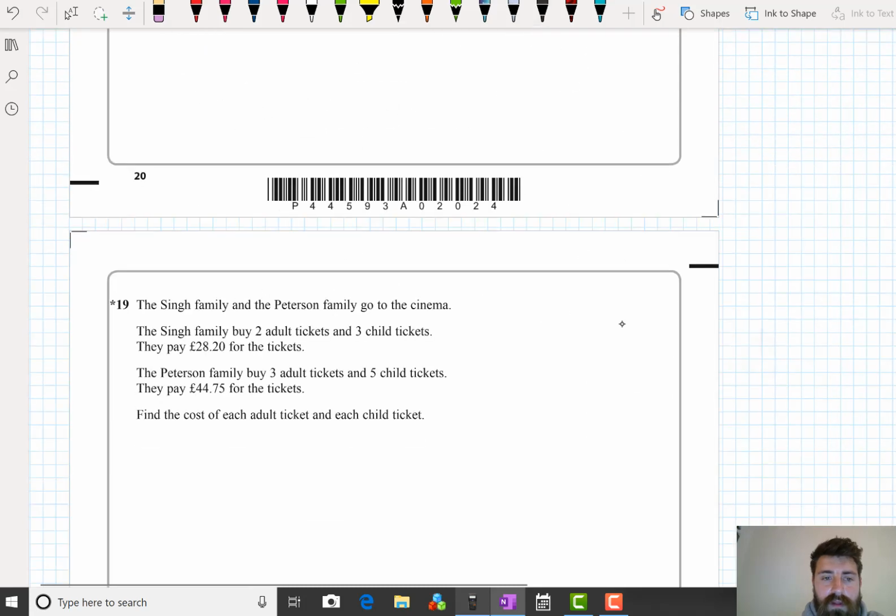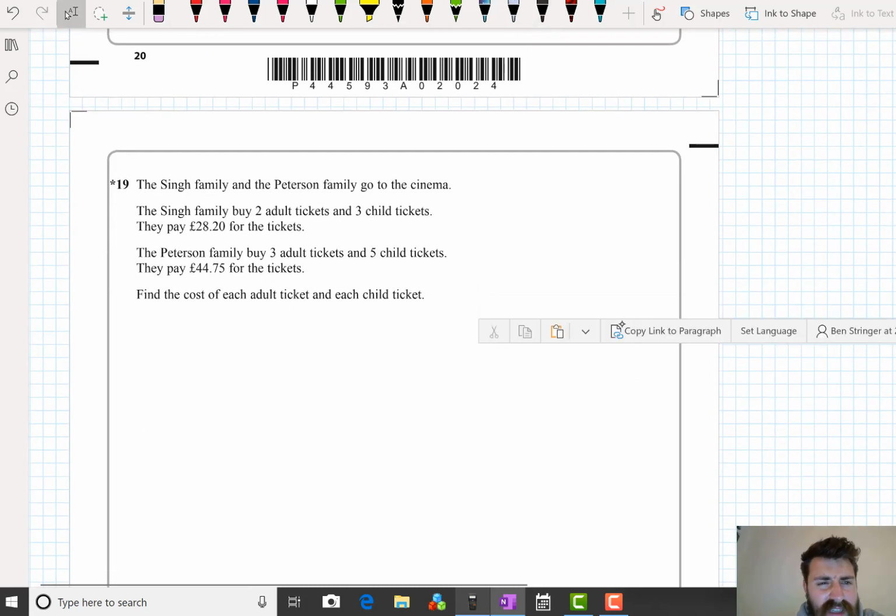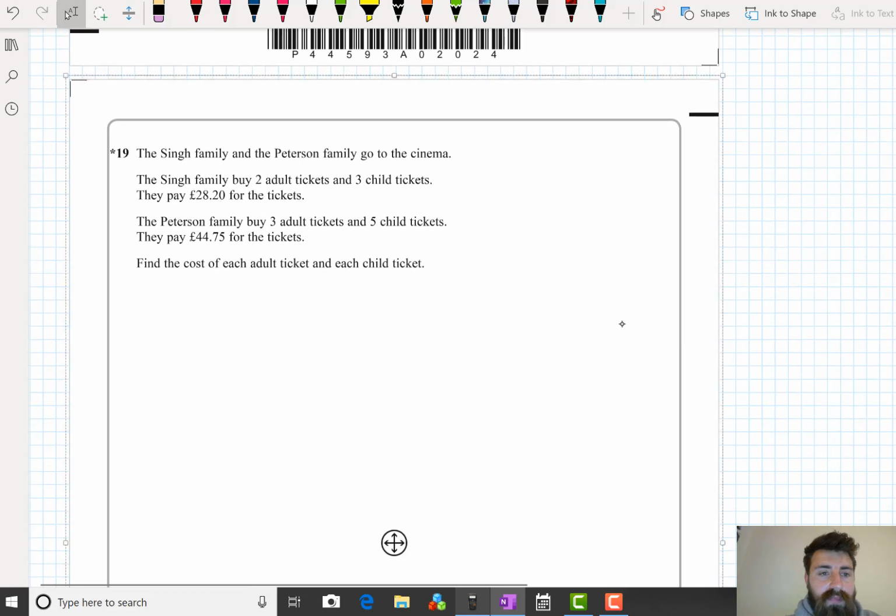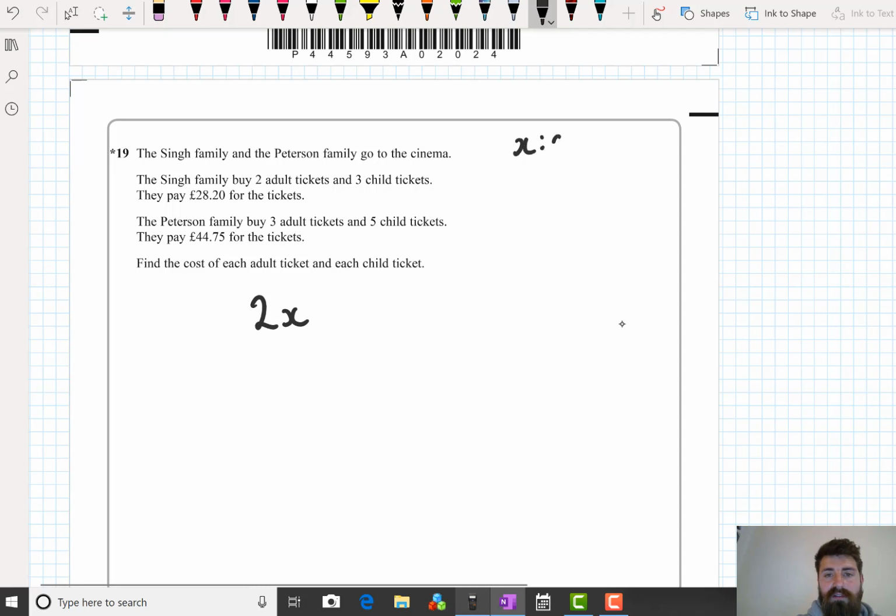The sine family. I'm going for the sine family. The sine family and the Peterson family go to the cinema. Wild day out. The sine family buy 2 adult tickets and 3 child tickets. 2 adult tickets, 2x. X for adults. And then we're going to go for y for the children, or child. 3 child tickets.